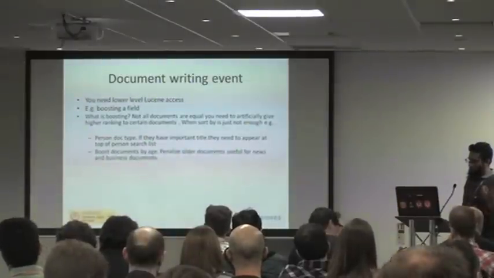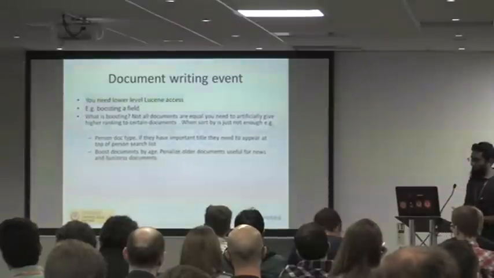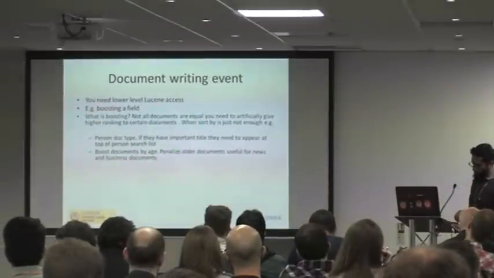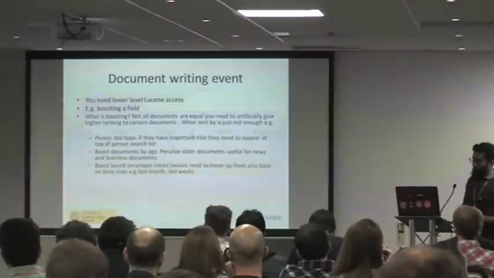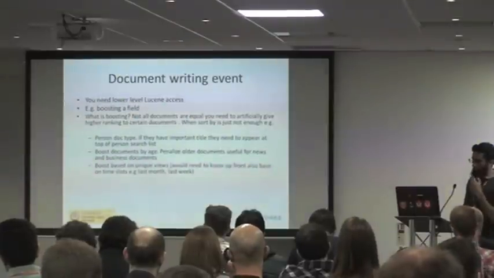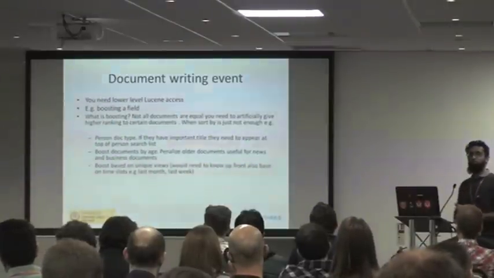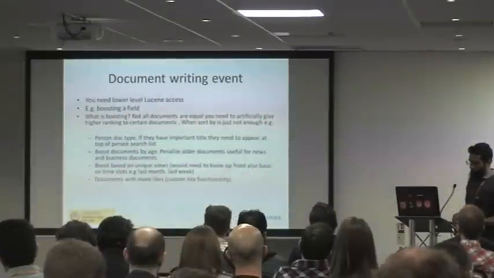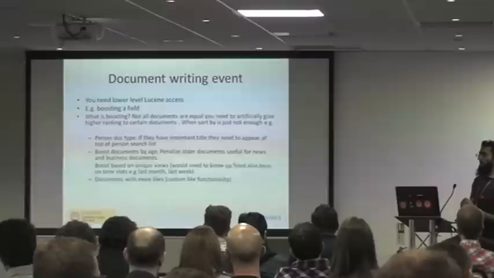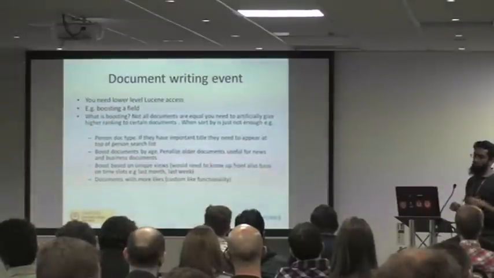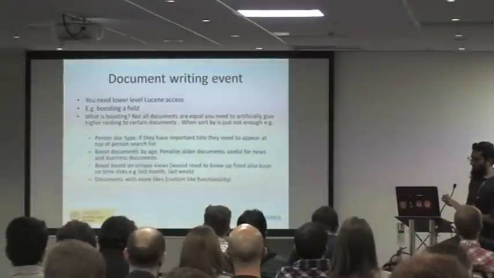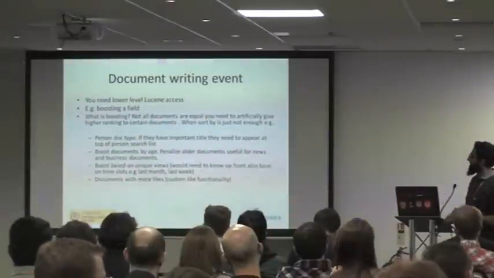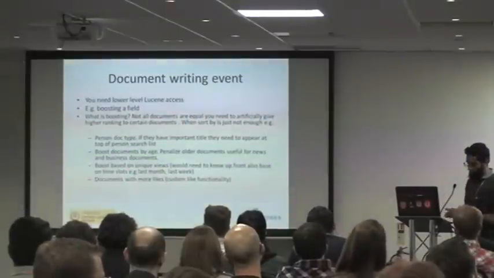So the other thing you could do is also boosting documents by age, where you want to penalize older documents, which is going to be useful for news and business documents. But another way you could boost is on unique views, although you'd have to have that information up front. And also, if you had some kind of functionality that you've implemented on your website, so the more likes a document has, you want that to appear further up in your result set.